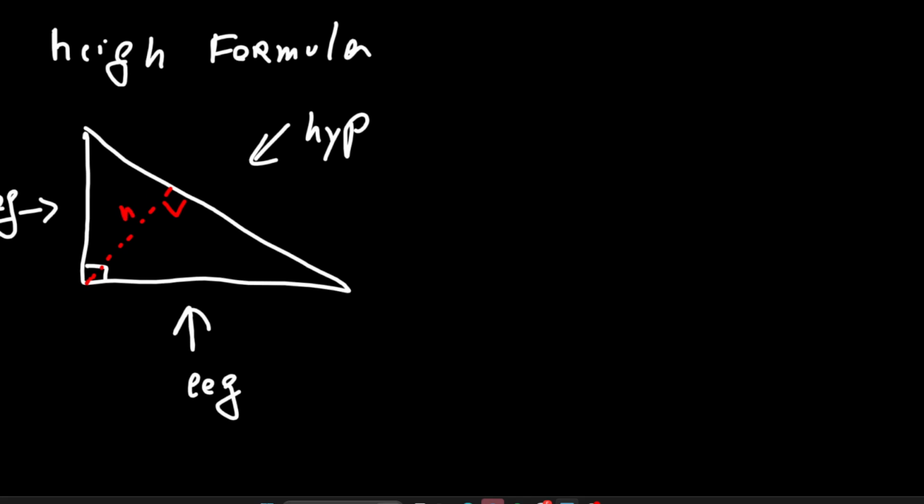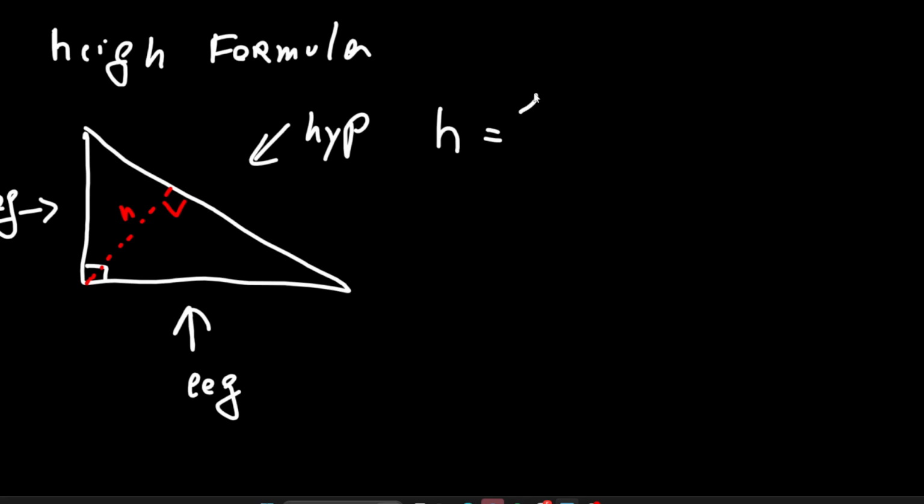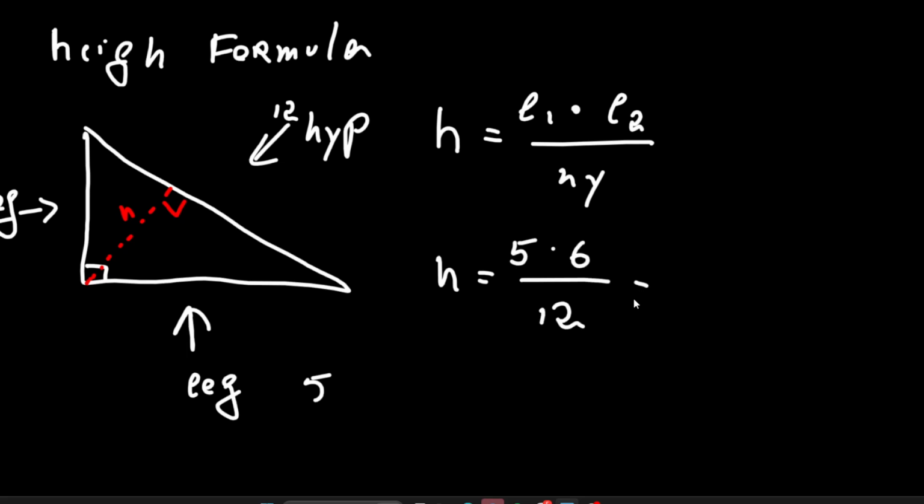So that's the height. Alright, the first formula that we need to know is that the height in a right triangle is equal to the first leg times the second leg over the hypotenuse. As an example, let's suppose that this is 5, this is 6, and this is 12. Then the height is going to be 5 times 6 over 12, which is 30 over 12. Let me pull out my calculator. 30 divided by 12 is 2.5.